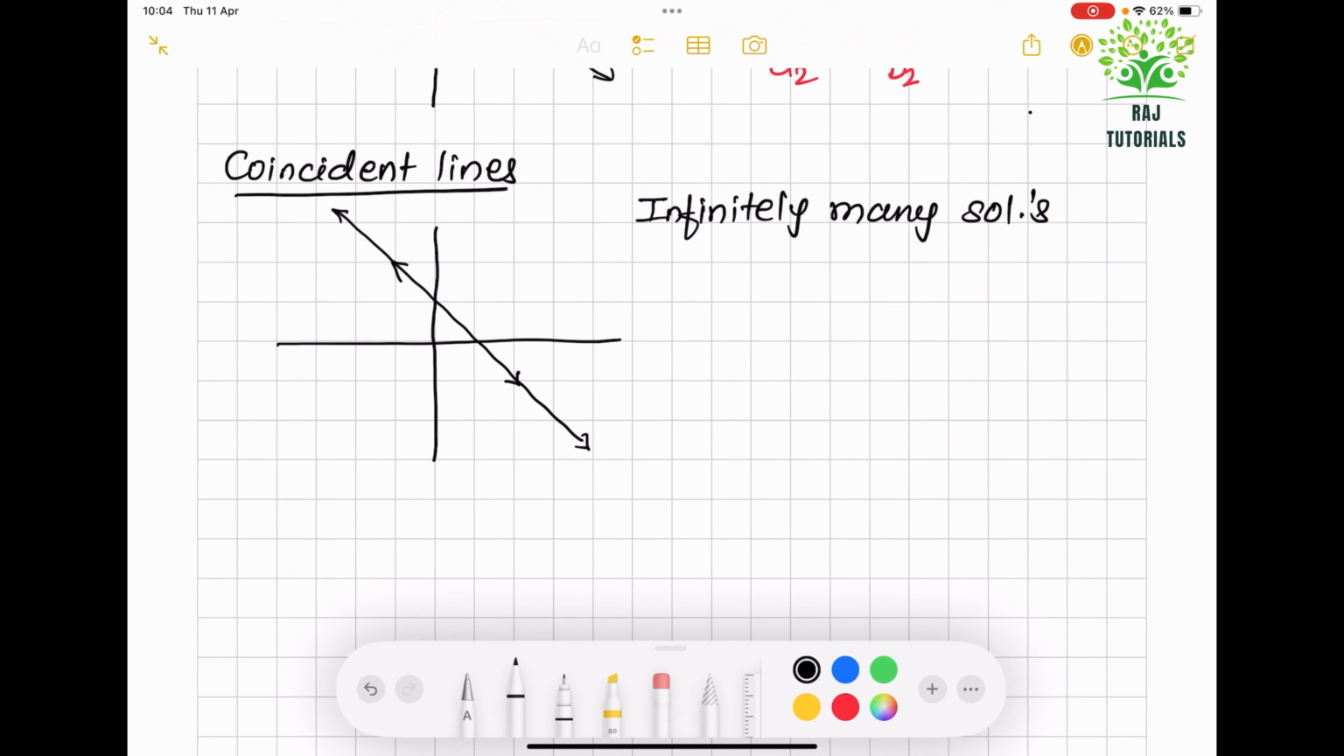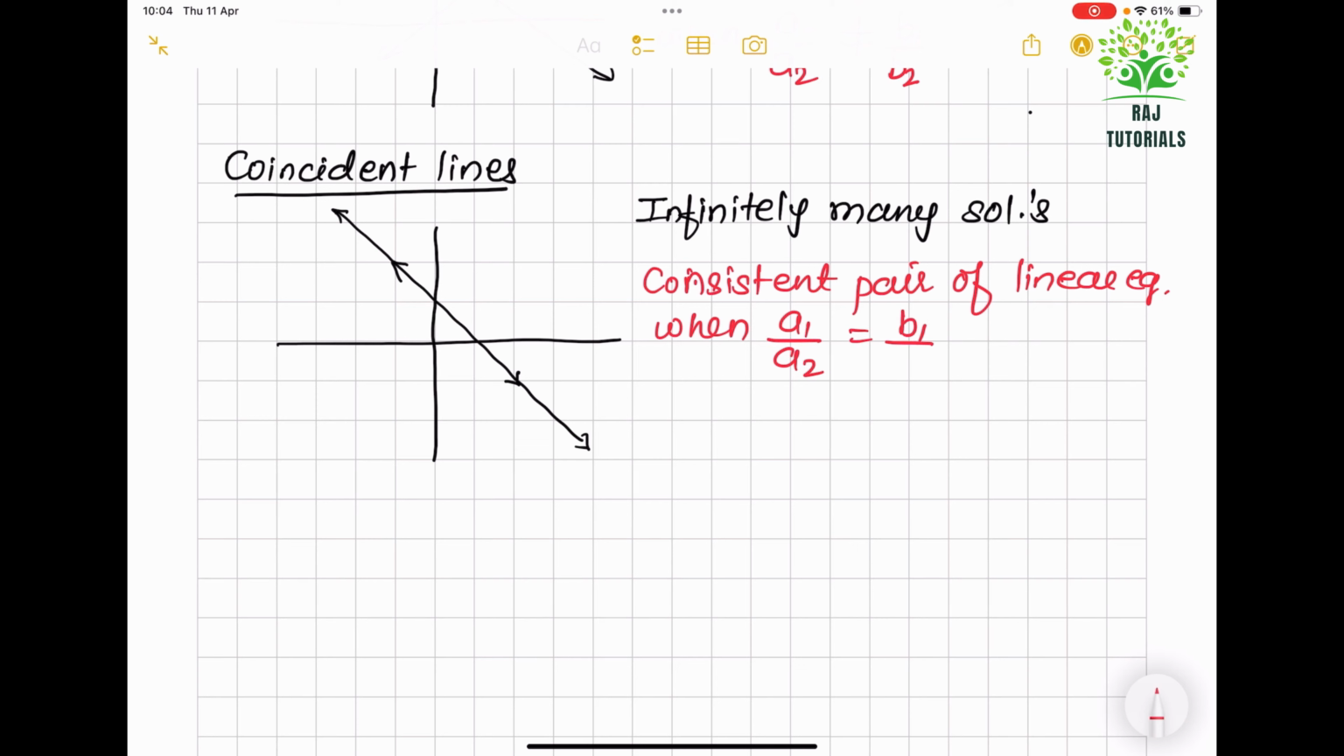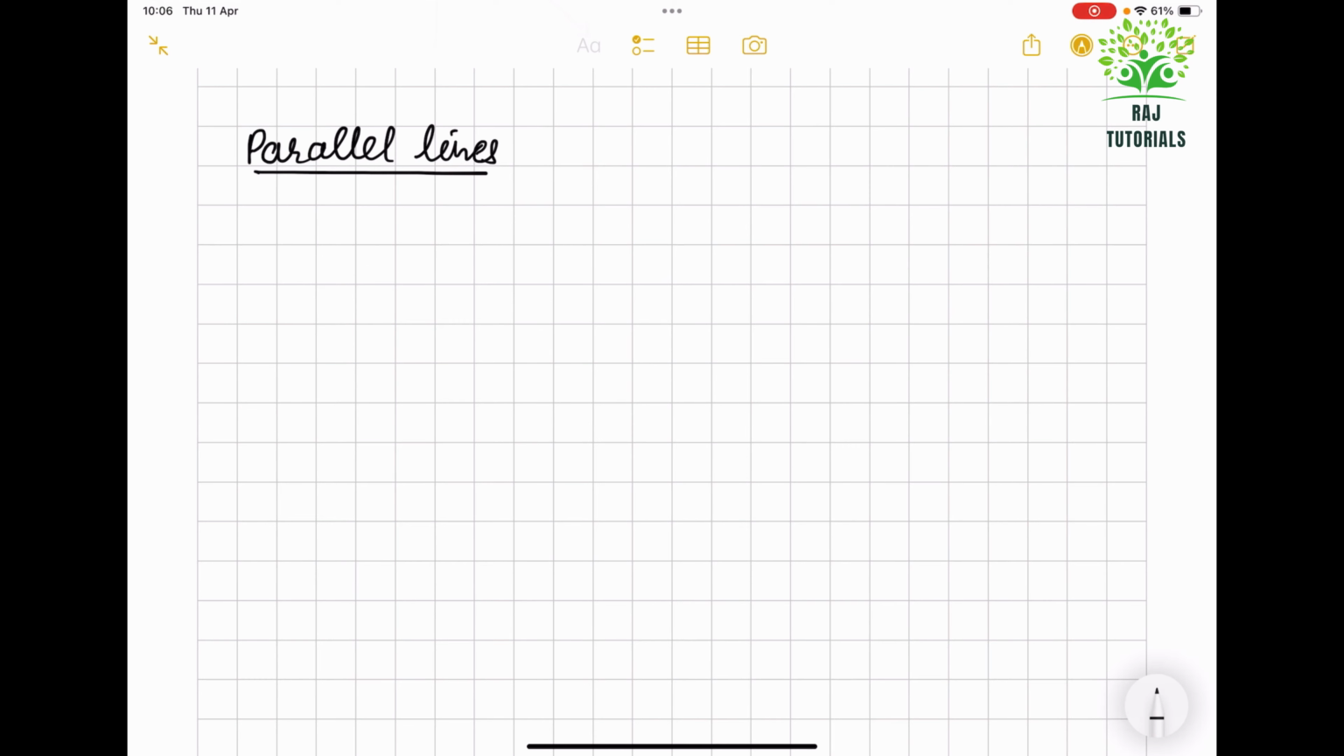Then consistent pair of linear equations it is when a1 upon a2 equal to b1 upon b2 equal to c1 upon c2. That means if suppose first line is x plus y plus c1 equal to 0, so I can say second line will be 2x plus 2y plus 2c1 equal to 0. That means exactly they are same but I am multiplying that line with 2, 3, 4 like that.